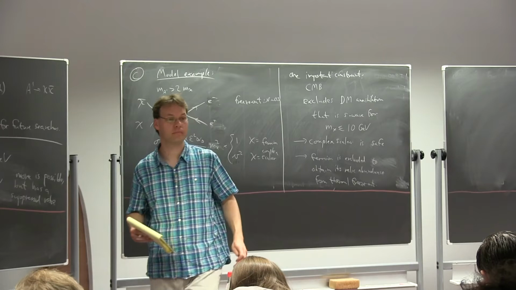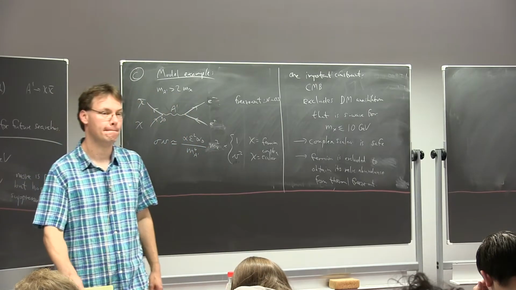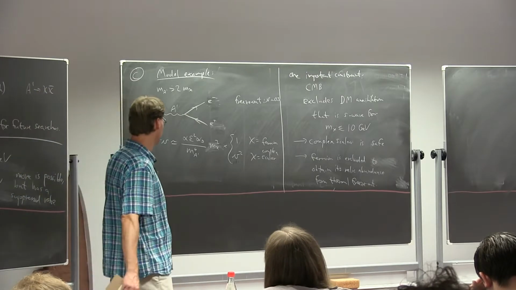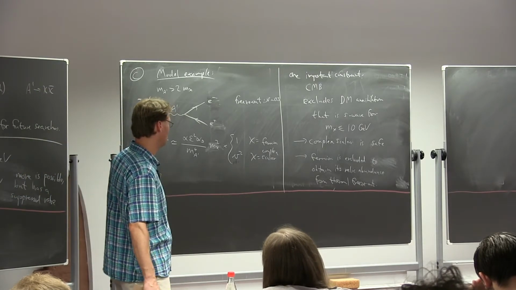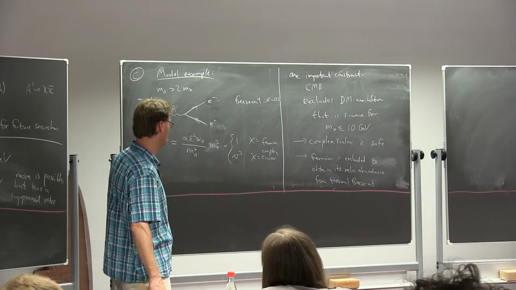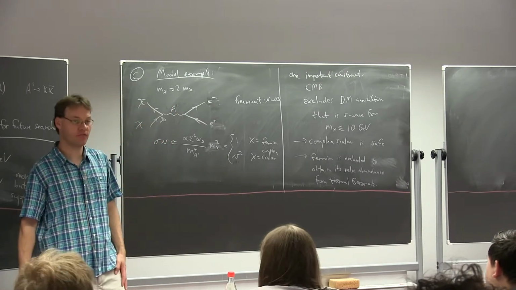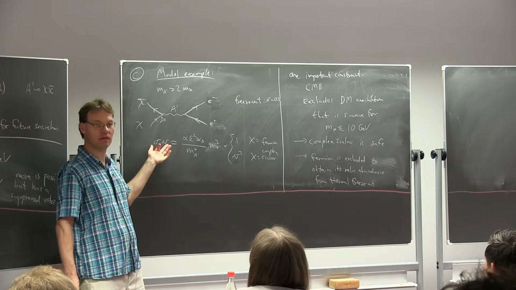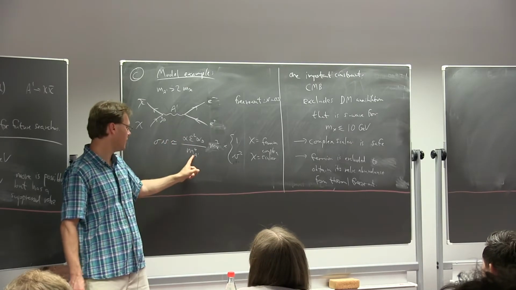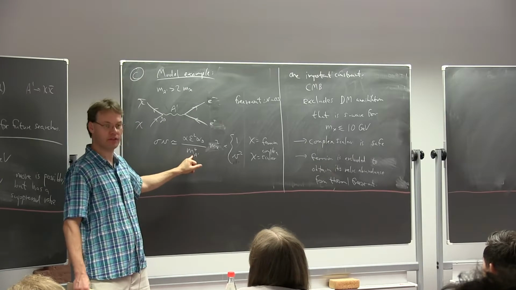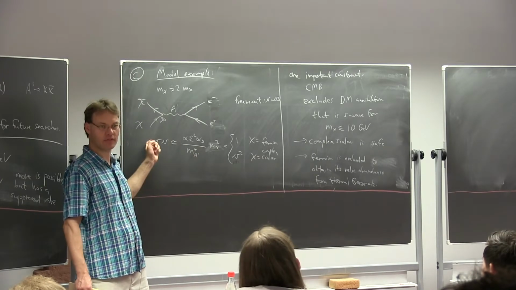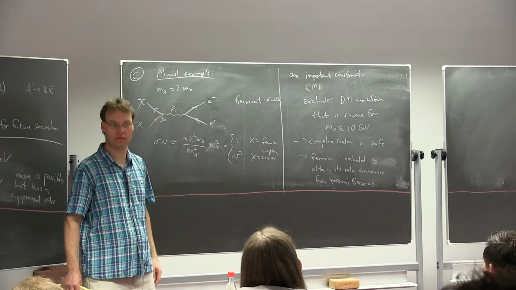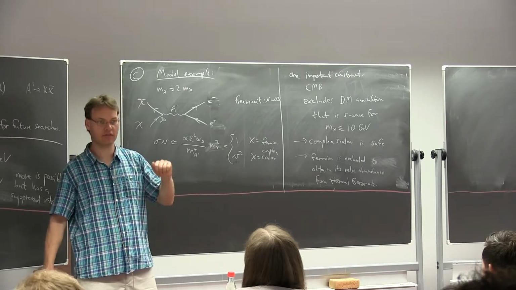So in this case, no, it doesn't, because what's fixed, what you're concerned with is sigma v. So yes, it depends on the mass of the mediator, but if you change the mediator mass to get the right relic abundance, to get the right cross section, you have to change these other parameters as well. So it's a bound on the annihilation cross section.